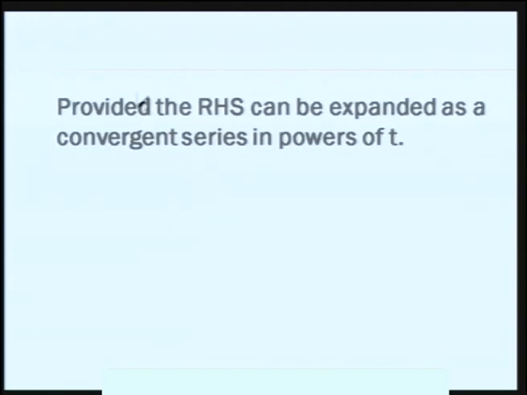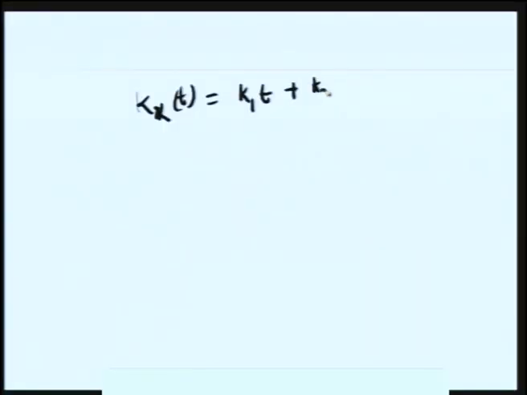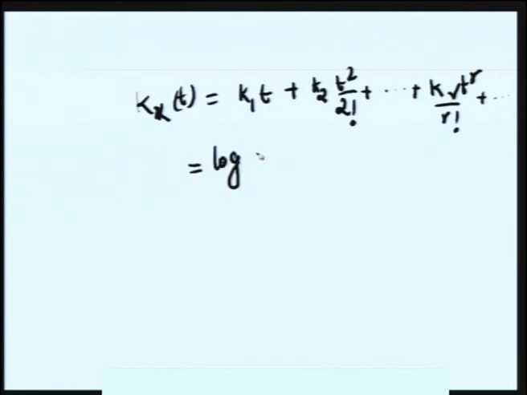From the basic definition, the cumulant generating function means it generates cumulants. We have K x of t is equal to, since it generates cumulants, start with k 1 of t. The constant term is not written because the logarithmic series always starts with x. So, k 1 of t plus k 2 into t square by 2 factorial plus etcetera plus k r t power r by r factorial plus etcetera. And this is actually the logarithm of M x of t. What is M x of t? It is the moment generating function.